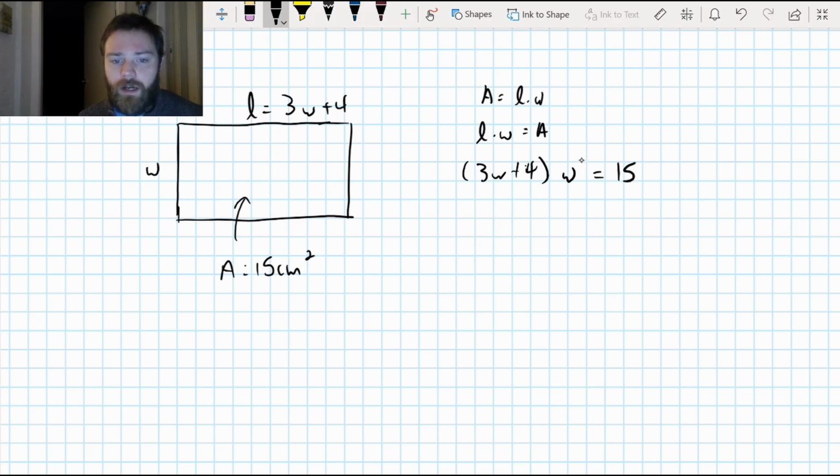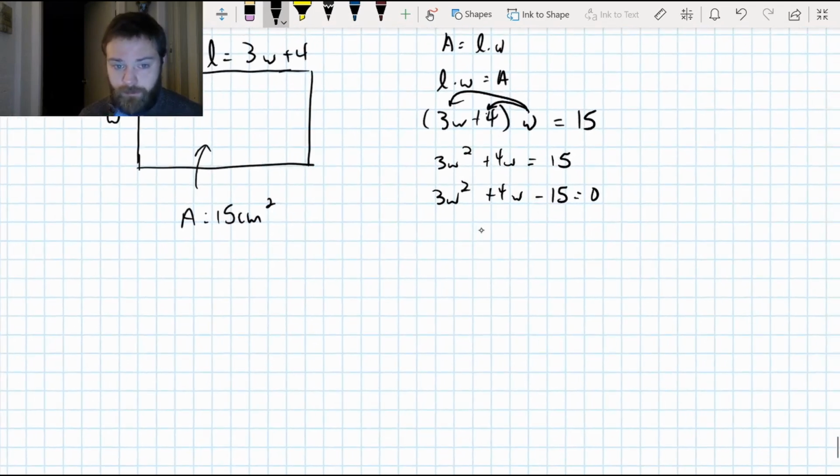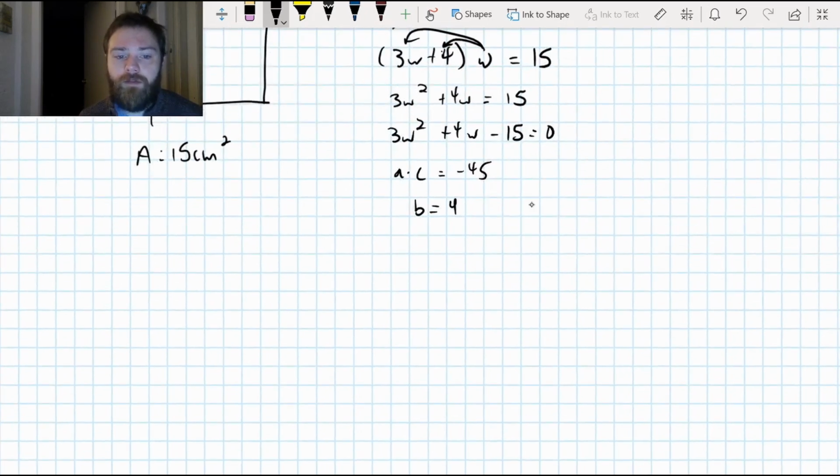And then I'm going to solve this quadratic out. This w will distribute, so if I distribute that w, I get 3w squared plus 4w equals 15. Then, remember, whenever we're factoring these quadratics, we want to set this equal to 0. So I'm going to subtract and get 3w squared plus 4w minus 15 equals 0. And then I'm going to take a times c, which is negative 45, and my b term, which is positive 4, and find factors of negative 45 that add to be b.